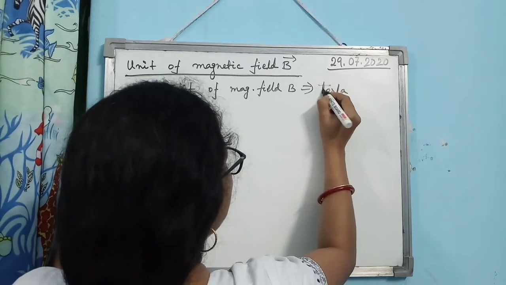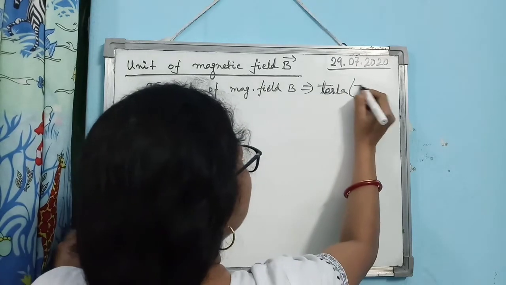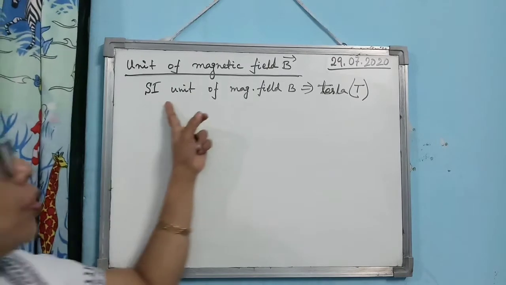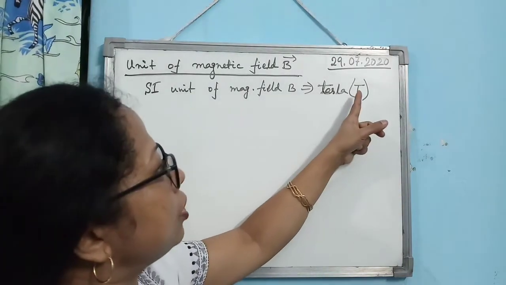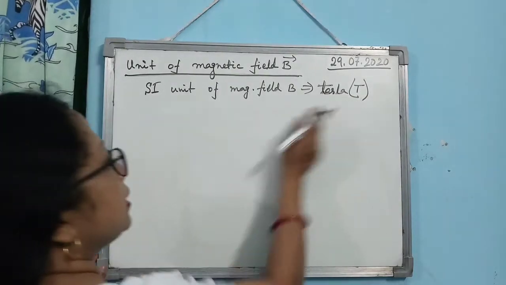Sorry, it should be a small t because it is the name of a physicist. Very talented he was, Tesla. So the SI unit of magnetic field is Tesla and it is denoted by big T. Alright. Now how can you define Tesla?